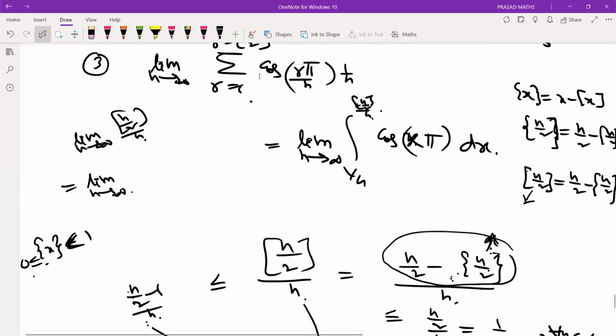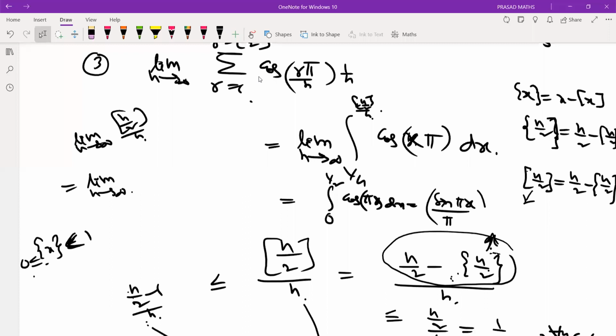So lower limit is 0, upper limit converges to 1 by 2, cos pi x dx. Cos integration is sin pi x, derivative of pi x is nothing but pi, from 0 to 1 by 2. This is exactly 1 by pi sin pi by 2. Sin 0 is nothing but 0, I don't require the lower limit. It is nothing but 1 by pi. So this is your answer.